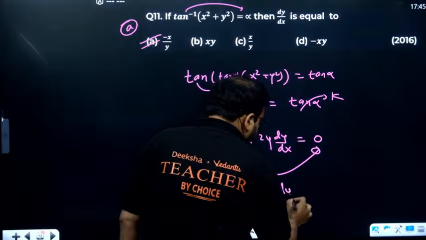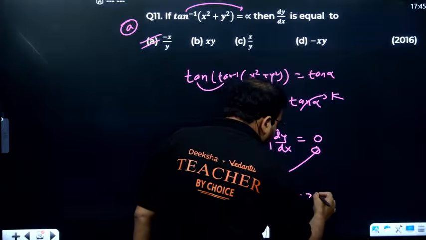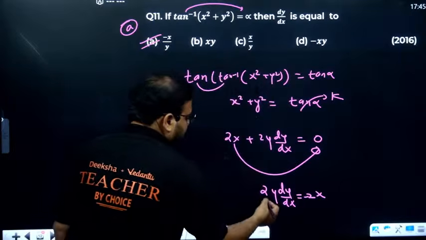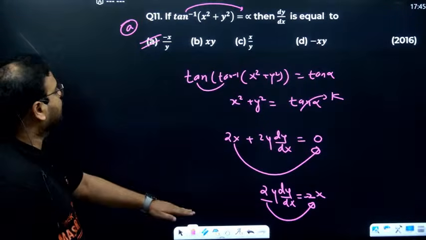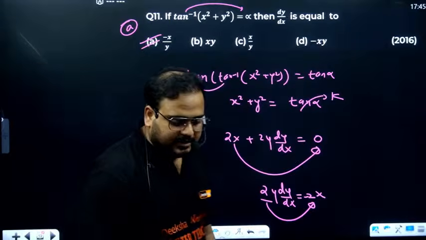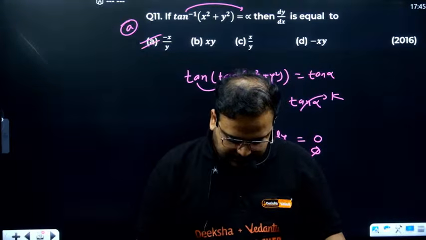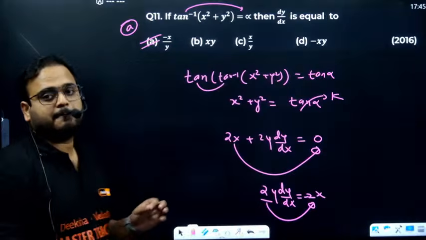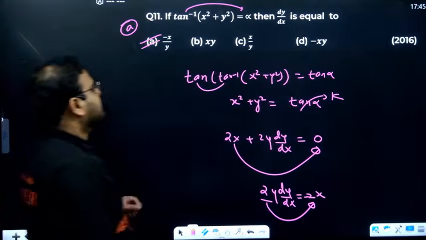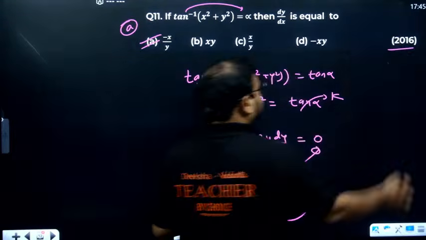2y dy by dx is minus 2x. Now bring this 2y to that side. It will become minus 2x upon 2y. So 2 and 2 cancel. It is minus x by y. Savita, very good. Very, very good. Again, this is the PYQ from the year 2016.